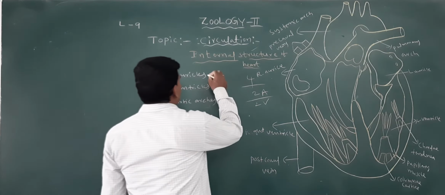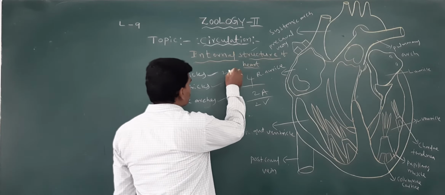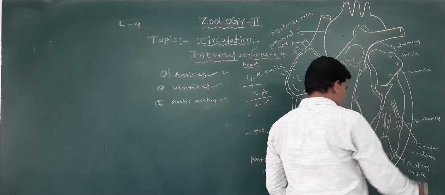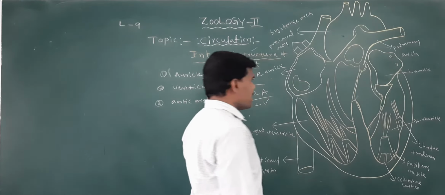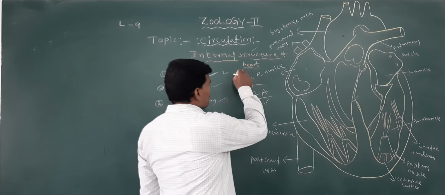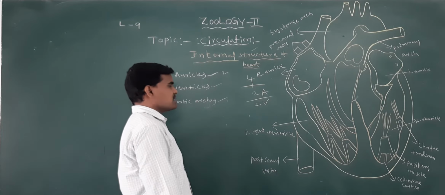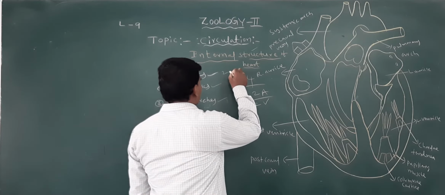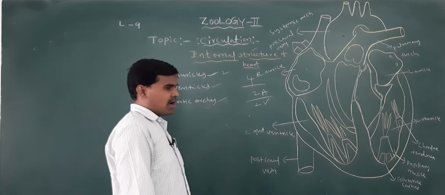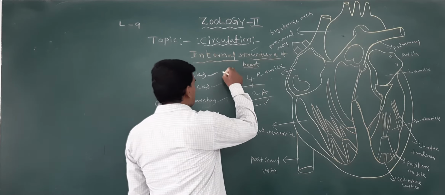Now the first one, the auricles. How many chambers are there? There are two chambers: this is the right auricle and this is the left auricle, the two upper chambers. The auricles are located in the upper or anterior part of the heart. The auricle walls are made up of thin walls.